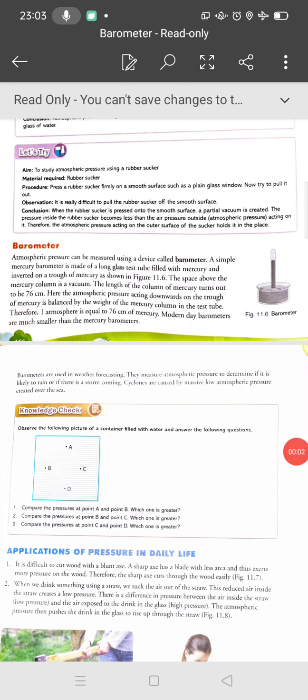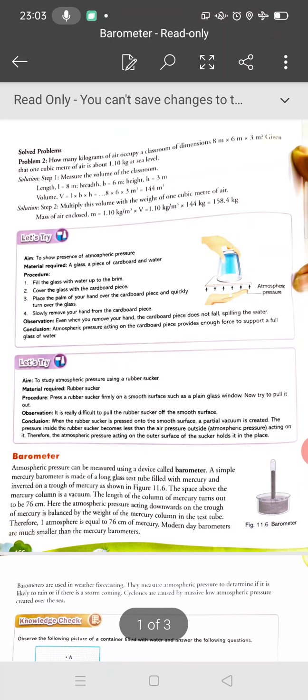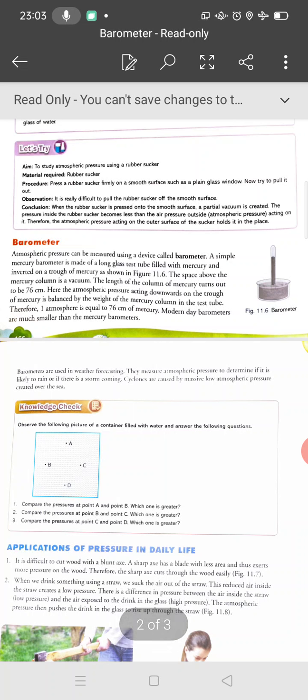Good morning class. 8th, chapter number 11, pressure. Students, we have discussed in the previous lecture the pressure due to solids and the pressure due to liquids or gases. In this lecture we will discuss the barometer.